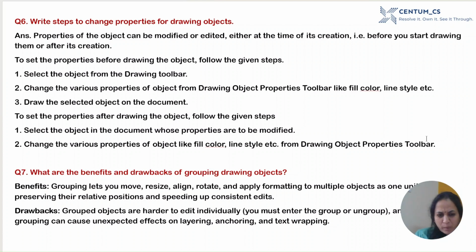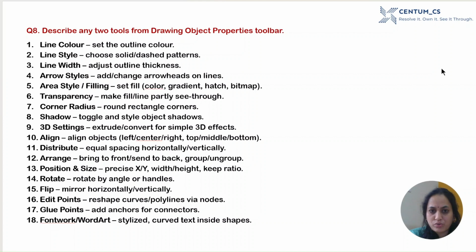So what is the drawback? Grouped objects are harder to edit individually. You may need to enter the group or ungroup them, and grouping can cause unexpected effects on layering, anchoring and text wrapping. Describe any two tools from the drawing object properties toolbar.